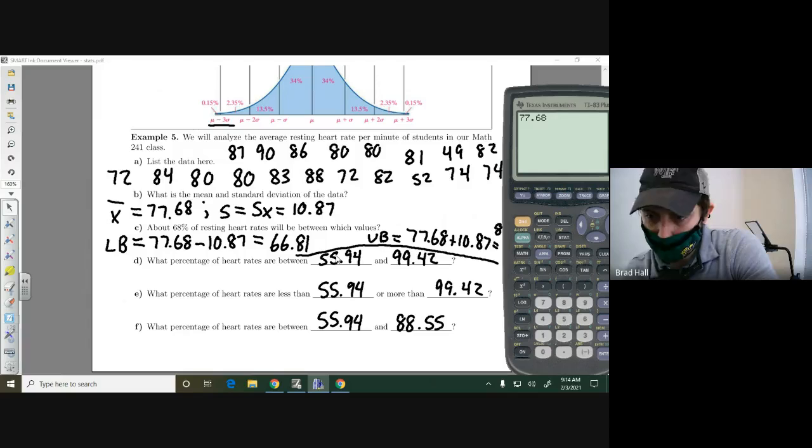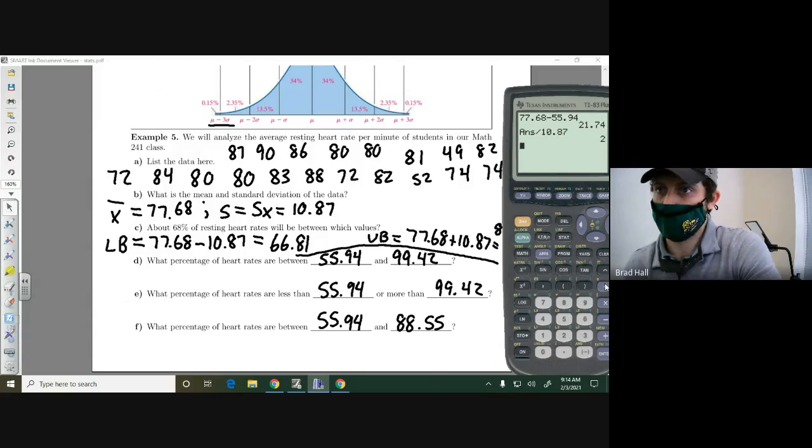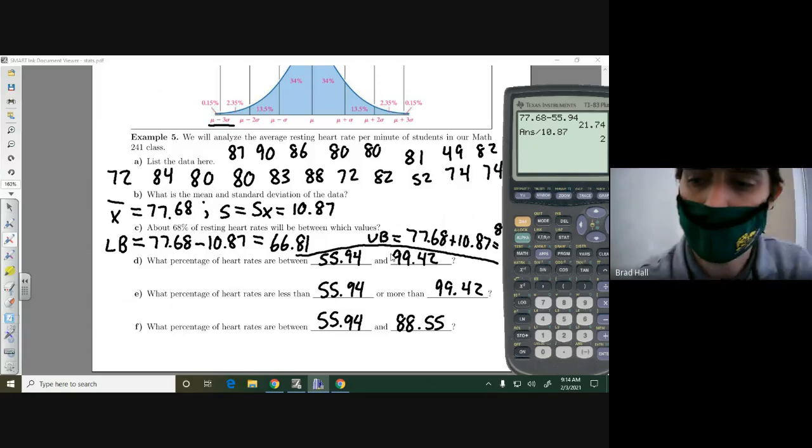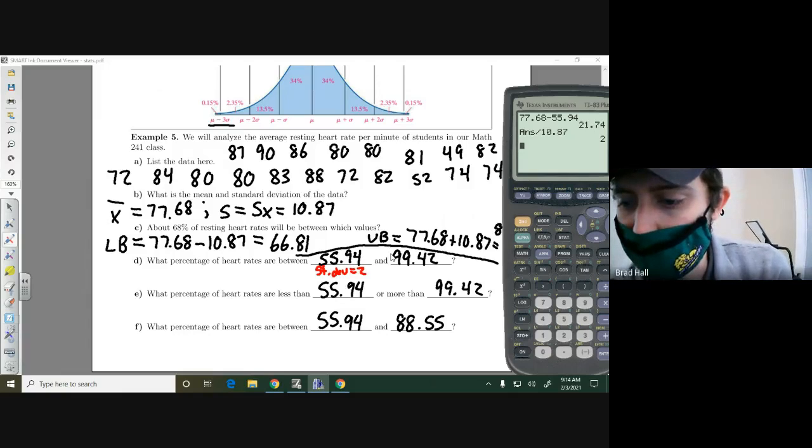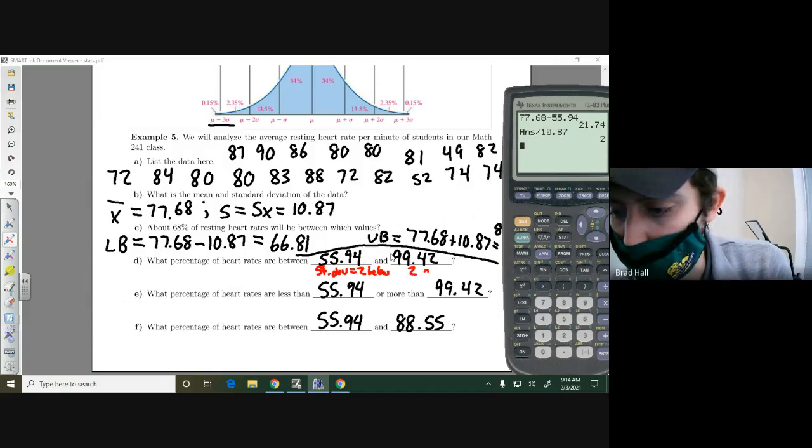And its first value of 55.94 is 21.74 away. And if we divide that by the standard deviation, how many times will we have to add or subtract the standard deviation to get that number? This is 2 standard deviations below, and this one's going to be 2 above.